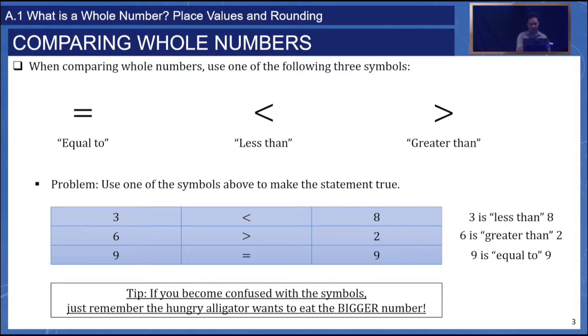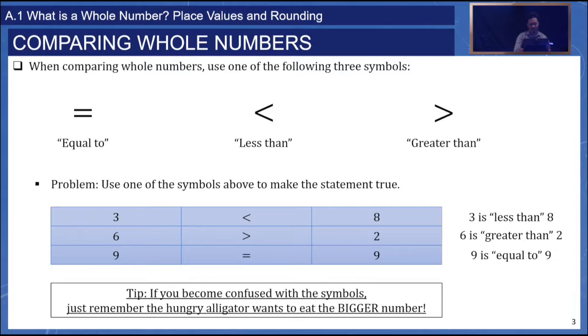So some students do become confused with the less than and greater than symbols. It's just 2 lines, but the less than and greater than, they're just mirror images of each other. So a tip is, if you become confused with the symbols, just remember the hungry alligator wants to eat the bigger number. So if you look really hard, maybe squint, you can see that the less than symbol looks like an alligator looking to the right, and the greater than symbol looks like an alligator looking to the left. Do you see it?